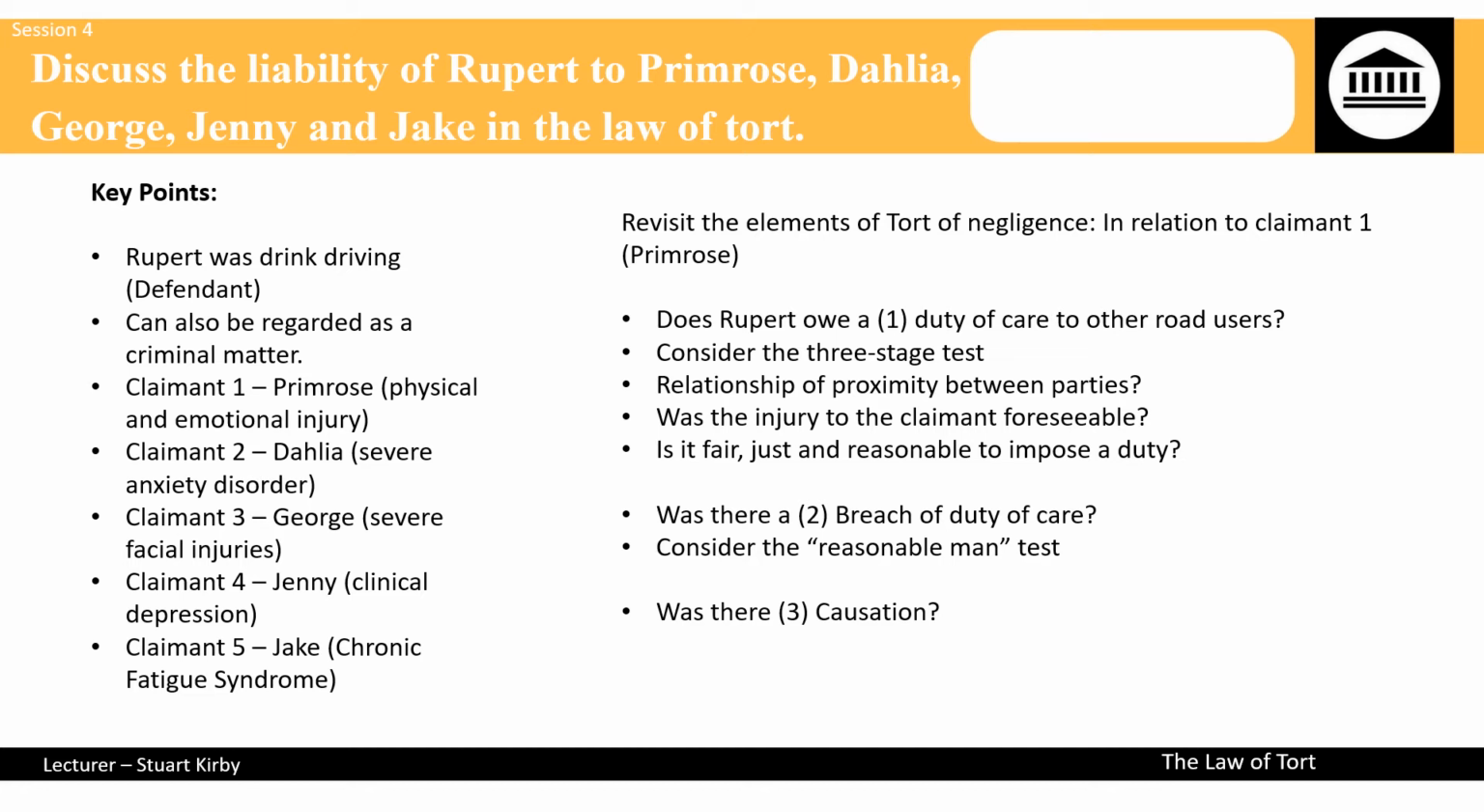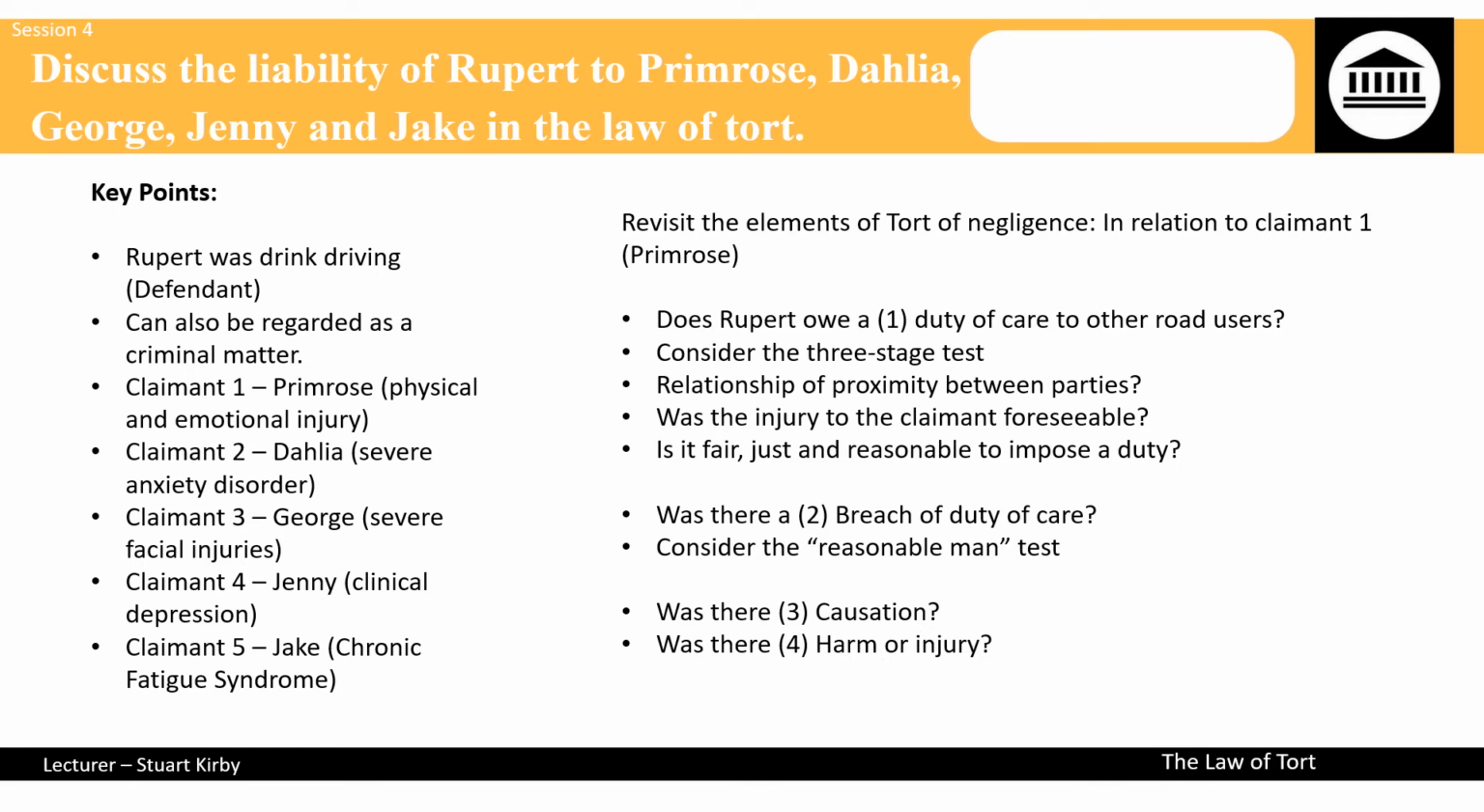Causation. This is the element that is really going to be part of the focus for some of the discussions around claimant 4 and 5. But there's clear causation between Primrose and Rupert because of her physical injuries. And obviously, she's got harm and injuries.